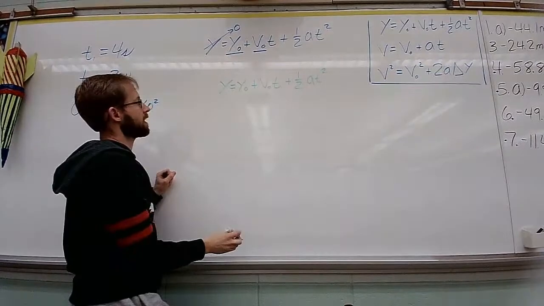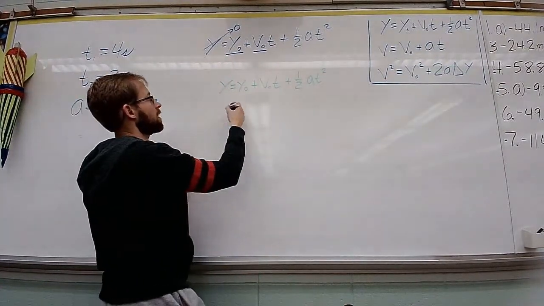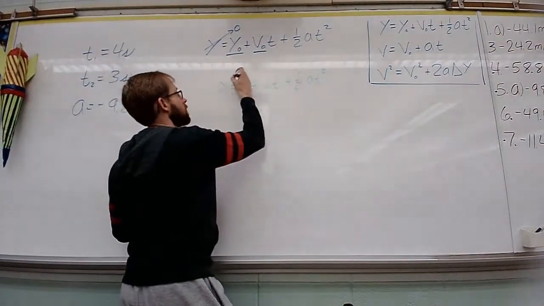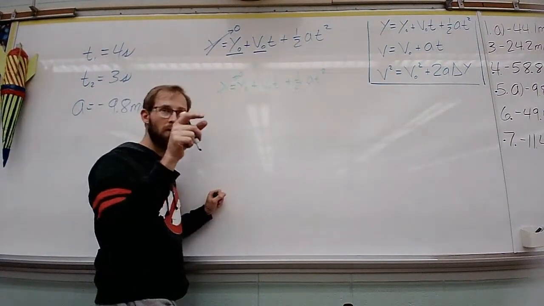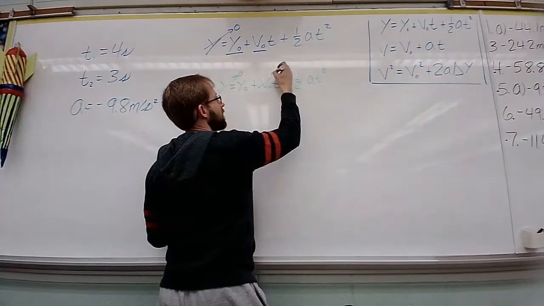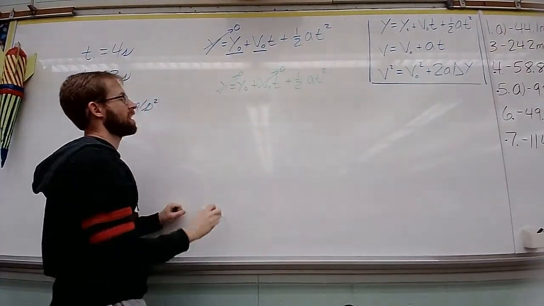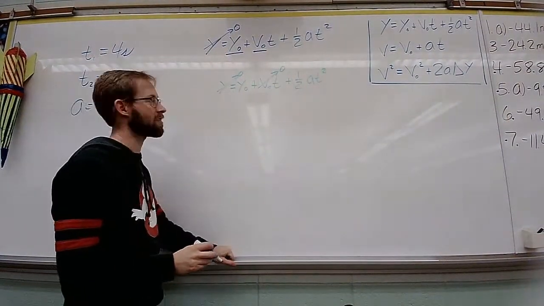So when he's just letting it go, again, we know that it impacts. So final height is 0. When he just lets it go, the original velocity is also equal to 0. And now we've got something that we can solve.